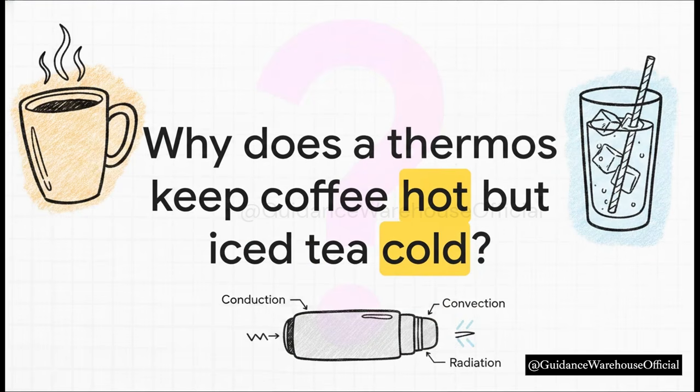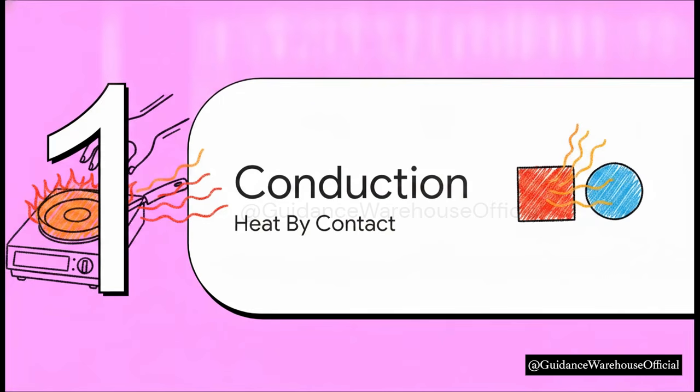Or think about this classic mystery. How does a simple thermos magically know to keep your morning coffee piping hot, but keep your afternoon iced tea freezing cold? Well, by the end of this explainer, you are going to understand the exact 3 ways heat moves in our universe, the mechanisms behind them, and exactly how to control them in real life. Let's jump right in. Section 1.